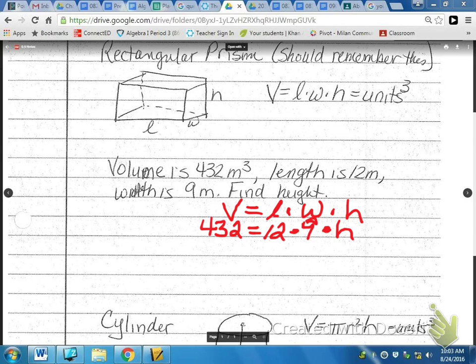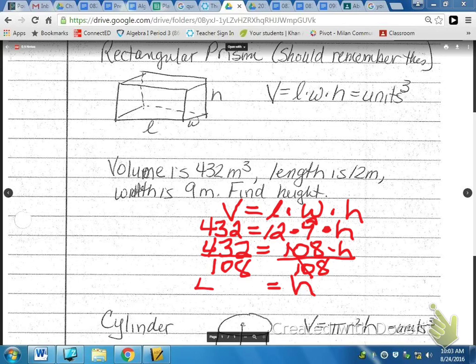What you would need to do first is go ahead and multiply 12 times 9, which is 108. And then the last step to solve for H, you would divide by 108. And in this case, that comes out to 4.